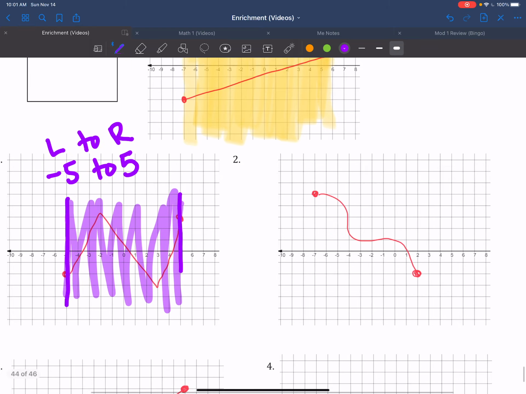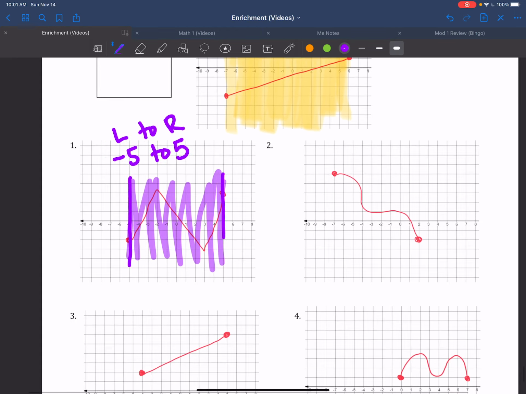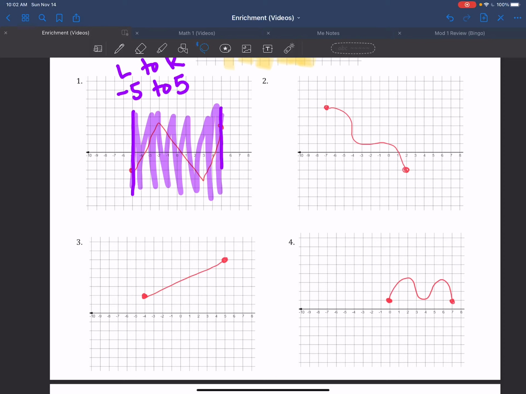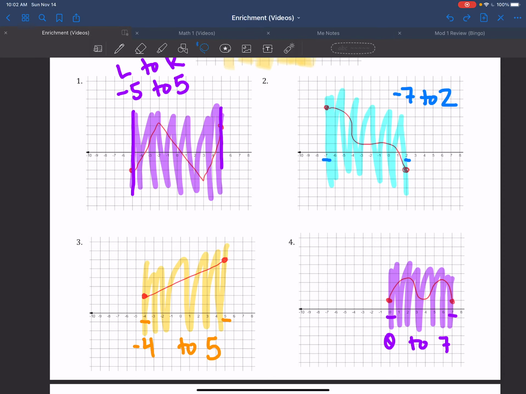So I want you to go through and try 2, 3, and 4 on your own. See how you do. All right, did you try it on your own? I hope so, because here are the answers. So in number 2, this goes all the way from -7 to +2. Number 3 goes all the way from -4 to +5. Number 4 goes from 0 to 7, and again, left to right.